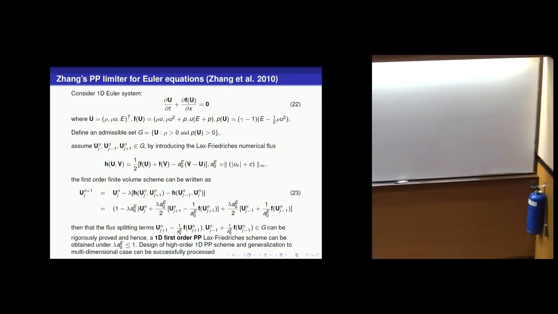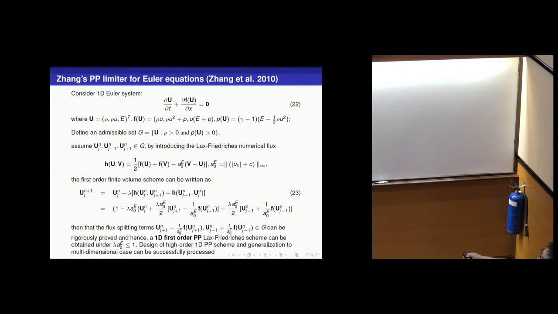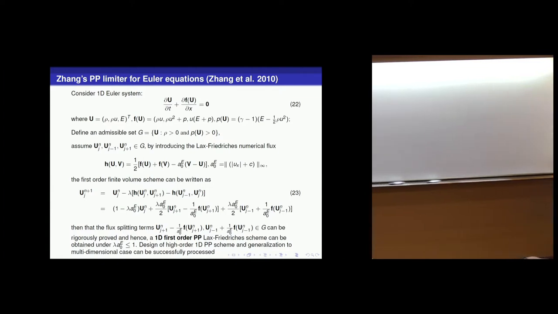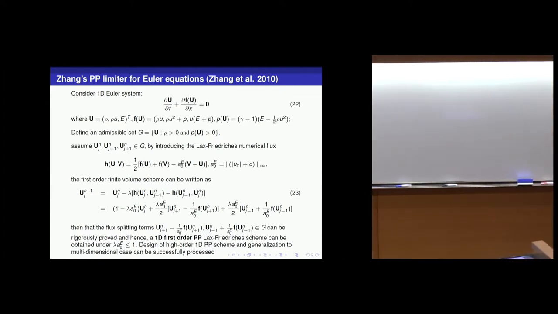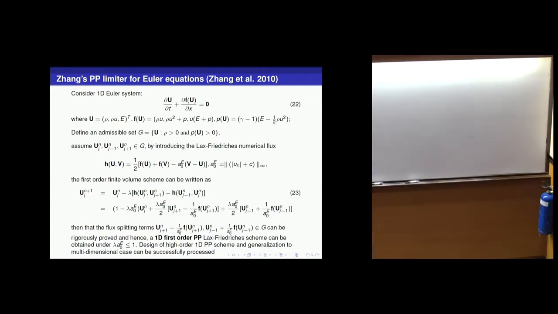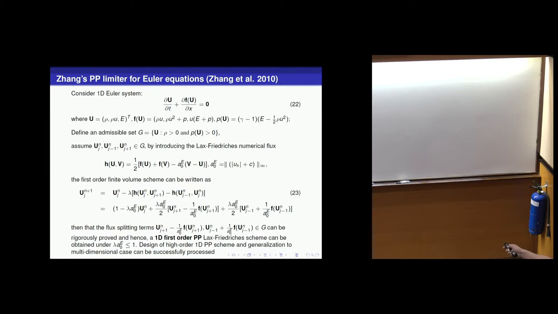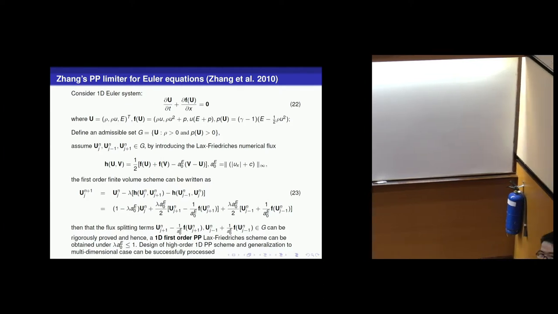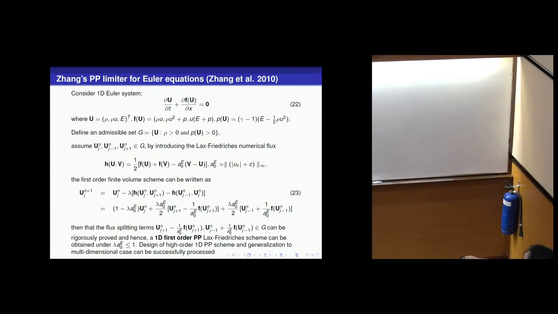We need to design the scheme so that the numerical solution at the time level Tn plus 1 is in G. That's quite normal, and then it's straightforward. Okay, let's take a look at the first kind of finite volume scheme. We use a Lax-Friedrichs flux. With a very simple rearrangement, we get three parts. So the idea is we just need to prove all three parts to be in G.